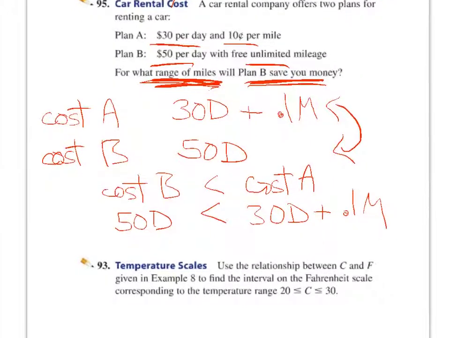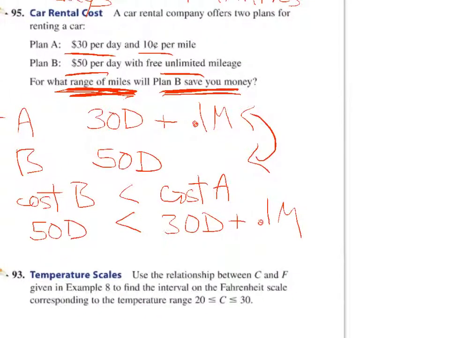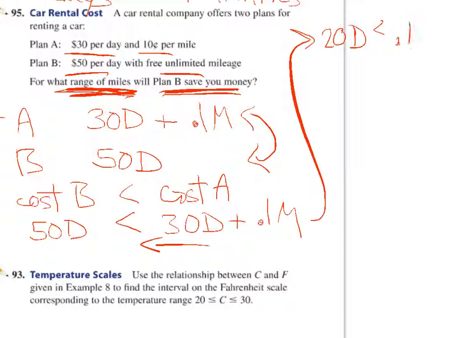Okay, so let's solve this for M. See what we get. So the 30D can go over there, and we end up with 20D is less than 0.1 M. So we continue solving by dividing by 0.1. 20 divided by 0.1 is 200. 200D less than M.